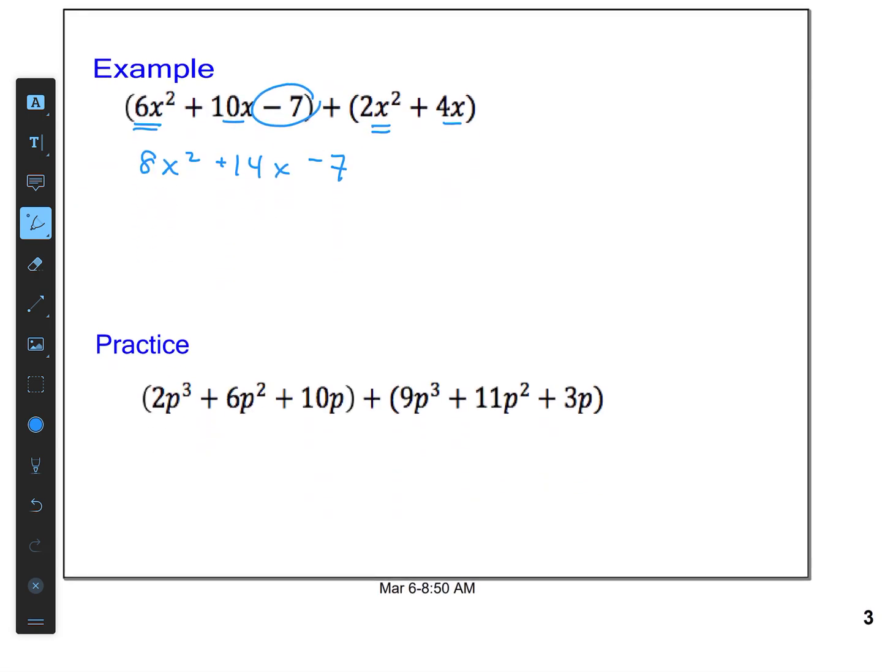Try this next one on your own. Pause this video. Play it when you're ready. I'll go through the answer. 2p to the third and 9p to the third is 11p to the third. 6p squared and 11p squared is 17p squared. 10p and 3p is 13p.